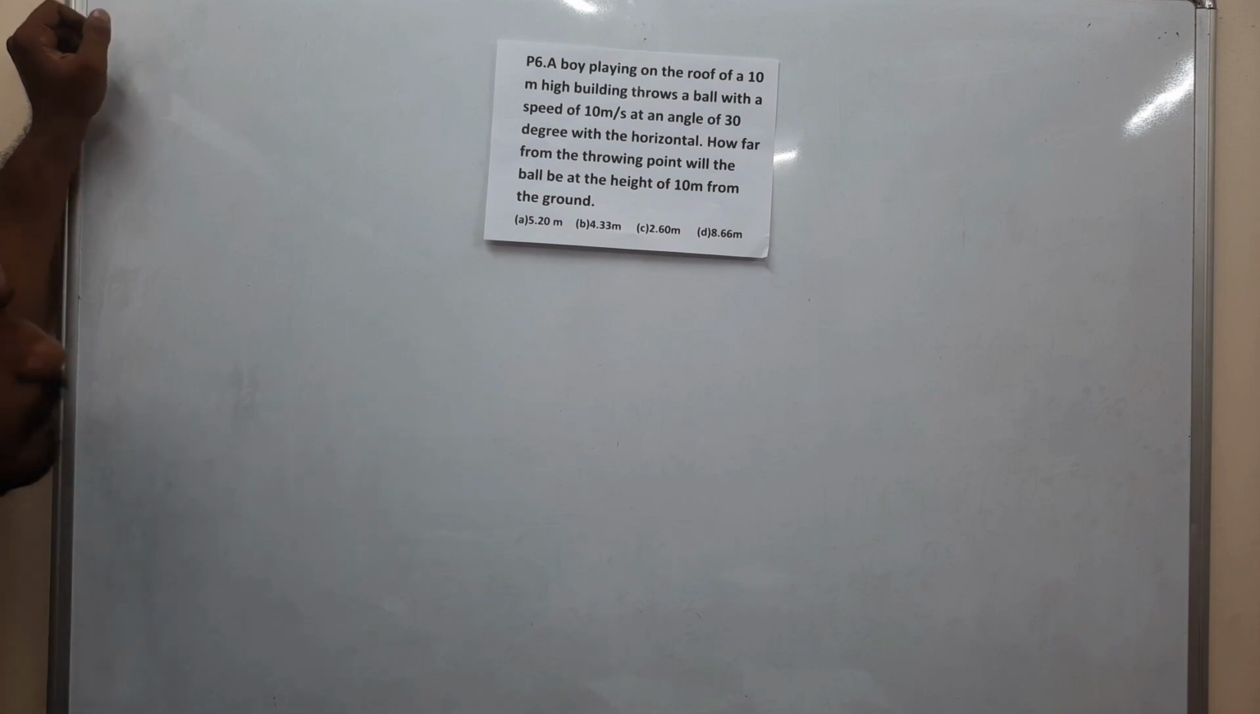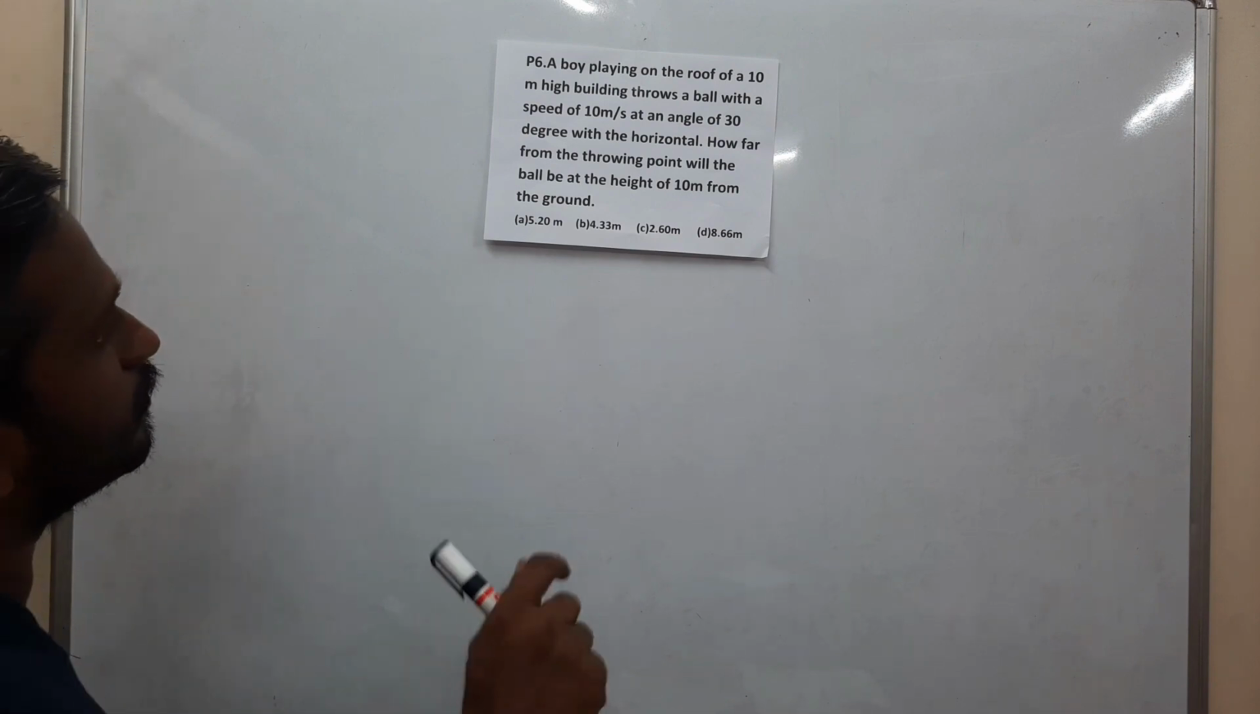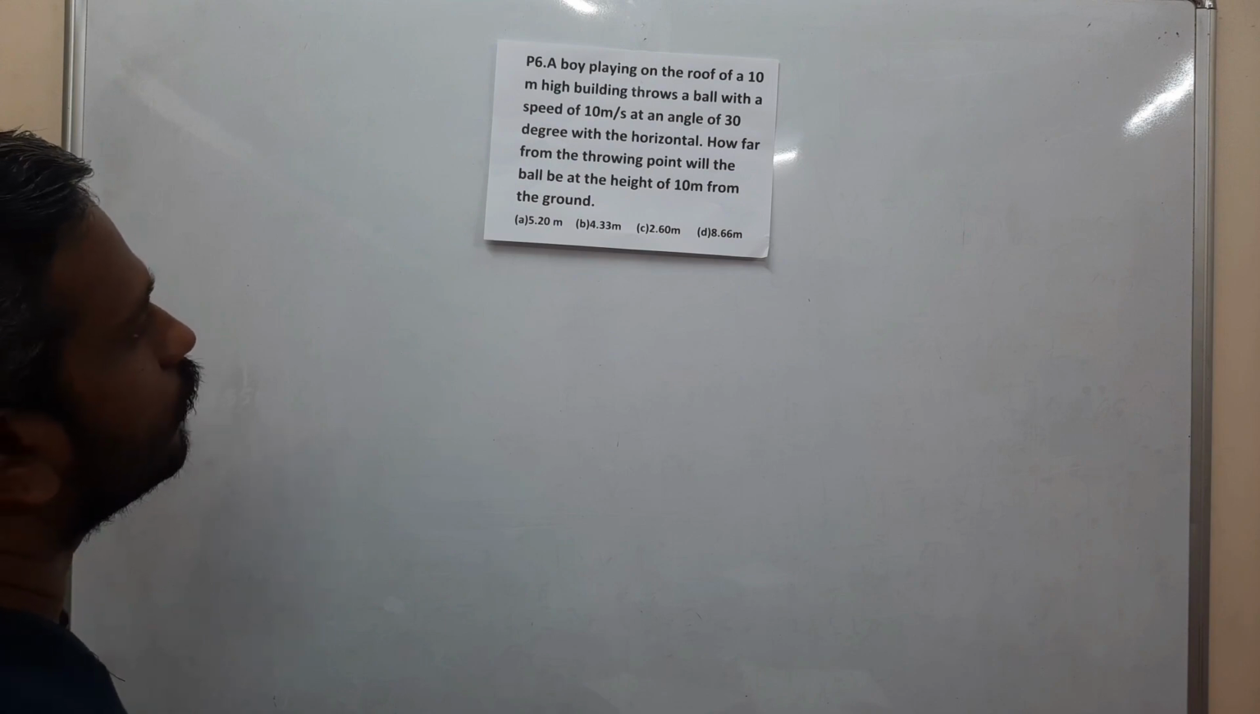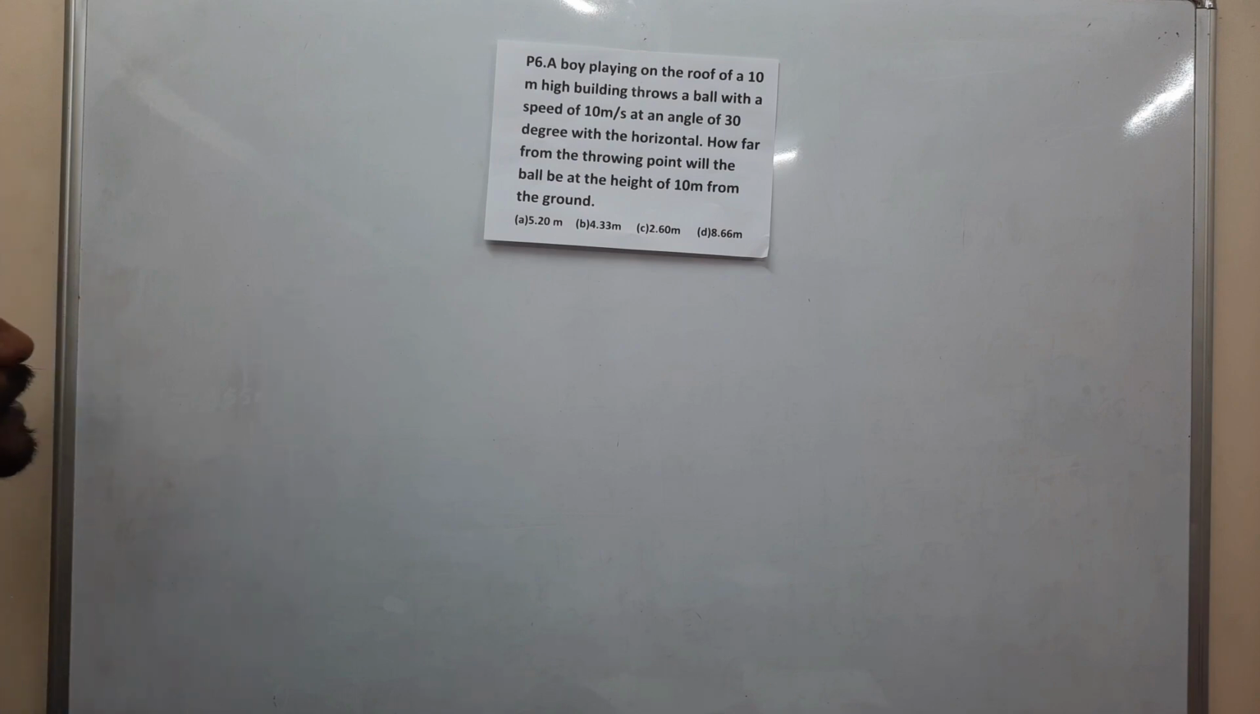A boy playing on the roof of a 10-meter high building throws a ball with a speed of 10 meters per second at an angle of 30 degrees with the horizontal. How far from the throwing point will the ball be at the height of 10 meters from the ground?